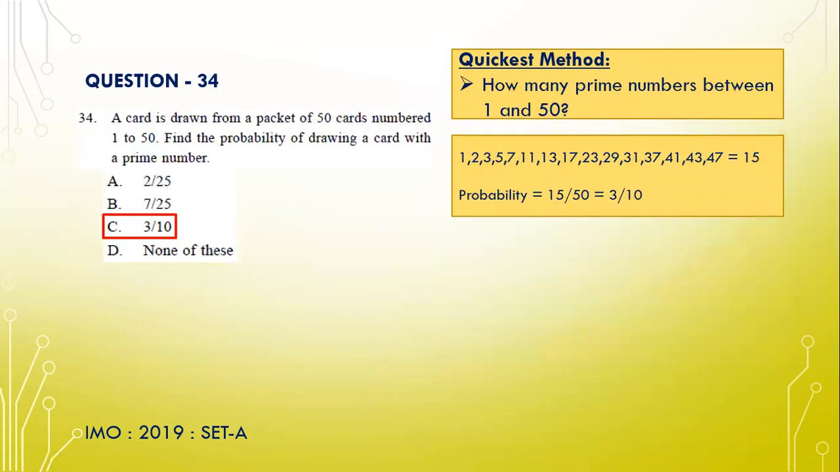A card is drawn from a packet of 50 cards numbered 1 to 50. Find the probability of drawing a card with a prime number. Okay. How many prime numbers are there between 1 and 50?